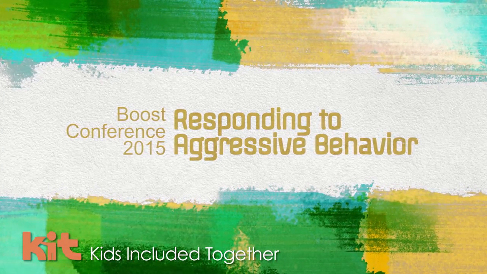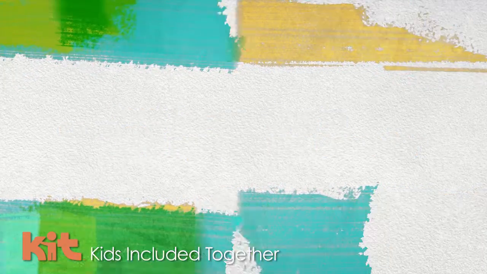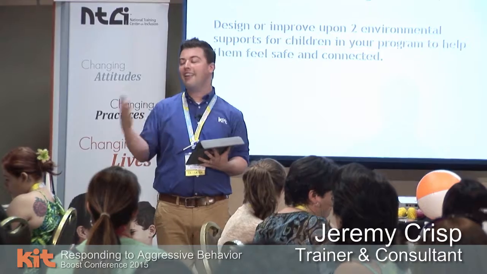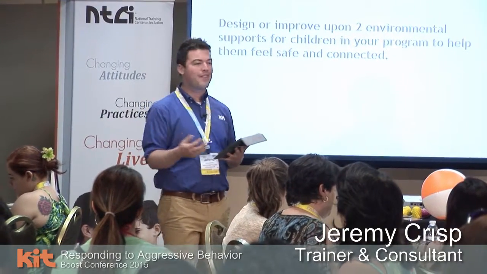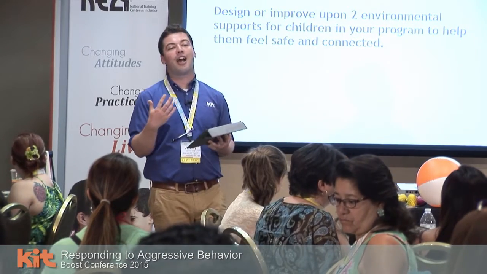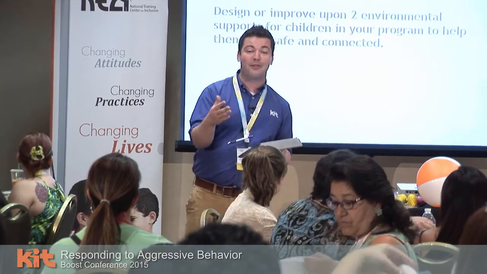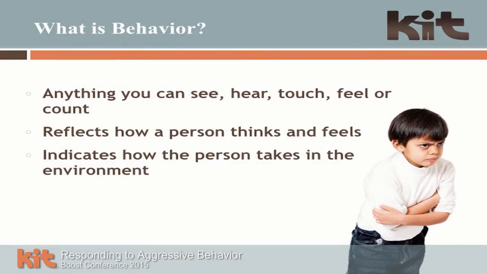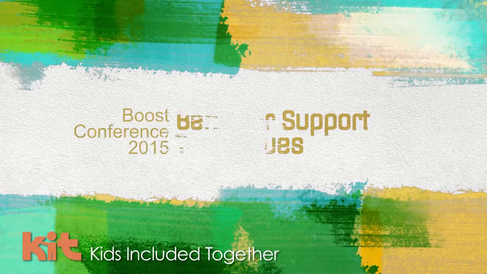All right, so today we are going to discuss some lenses that we use to interpret behavior, and we are also going to apply that knowledge of our lenses to a scenario. We are also going to design upon or improve on some environmental accommodations, our environmental supports that we can use to help support children who use aggressive behavior. So, as we are starting our session, and this is one of our behavior modules, we want to all make sure we are on the same page when it comes to what behavior is.